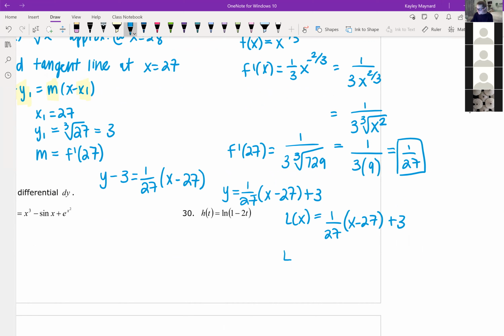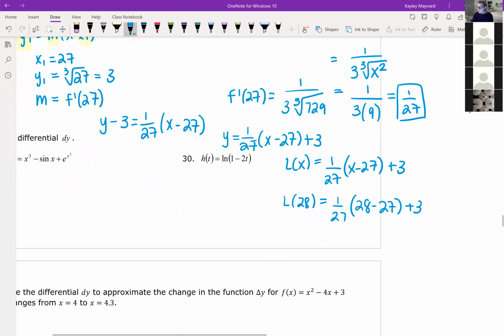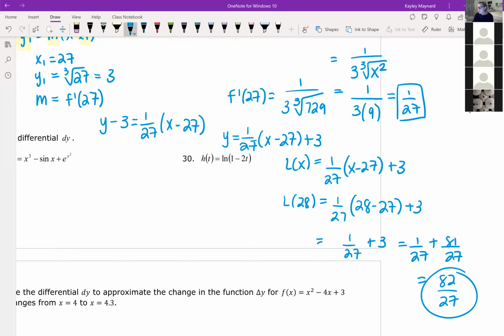So L of 28 is equal to 1 over 27 times 28 minus 27 plus 3, which ends up being 1 over 27 plus 3, which is 1 over 27 plus 81 over 27, which is 82 over 27. Woo. All right. So we arrived at our answer.